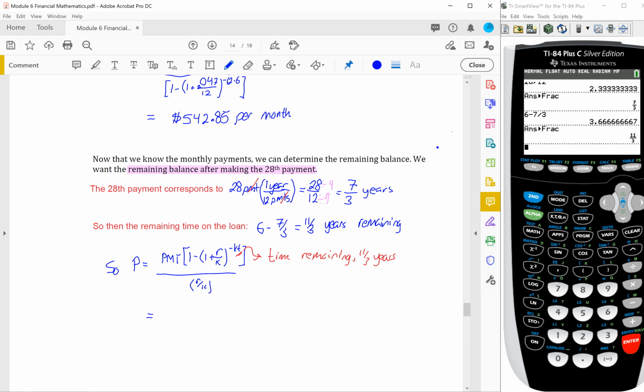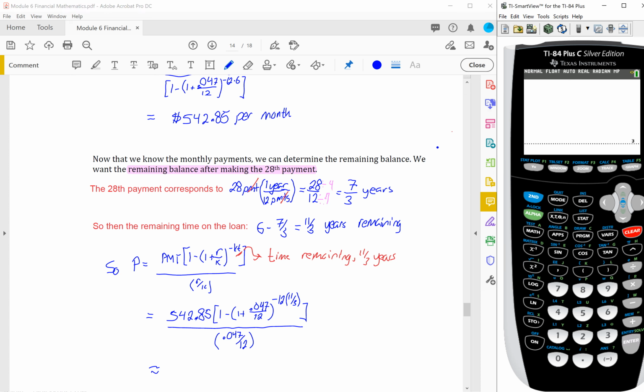So this is going to be the $542.85 that we're going to pay every month, times 1 minus 1 plus, again, our interest rate, 0.047 divided by 12, raised to the negative 12 times the 11/3 of a year that's remaining, all divided by the 0.047 divided by the 12. So again, grab your calculator. Make sure we get this in there carefully.